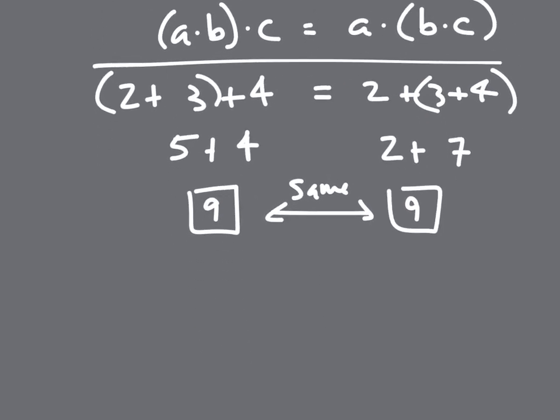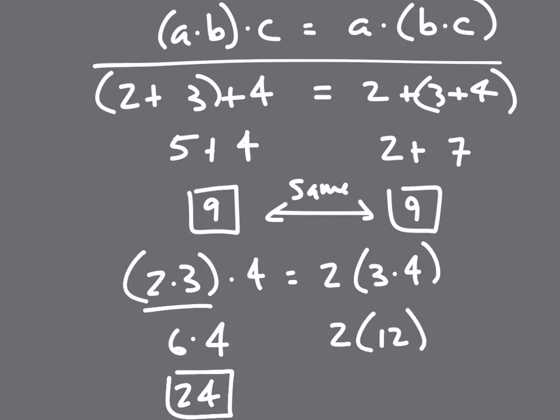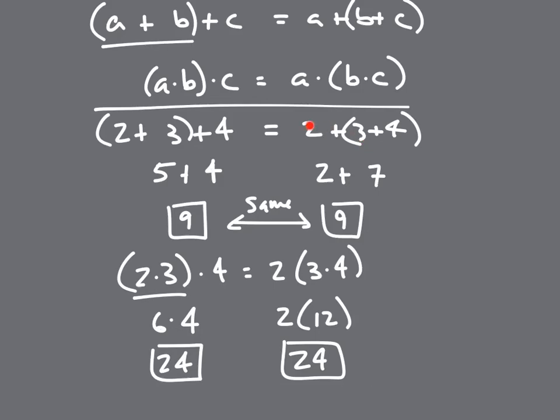All right, let's do multiplication, and let's look at 2 times 3, that group, times 4, and then let's do 2 times the group of 3 times 4. So 2 times 3 is 6. Okay, do that part first, multiply it by 4. 6 times 4 gives us 24. All right, if I do this over here, 2 times the quantity, 3 times 4, that's really 2 times 12. 2 times 12 is going to give us 24. So same thing. All right, so you can regroup numbers using parentheses.